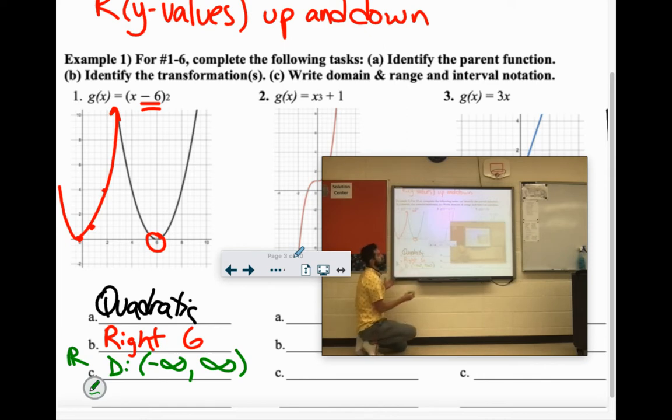So the range, this is where we do have a limit. Range are our y values. Our lowest y value is at 0. So we're starting at 0. If it's a limit, you got to put it in bracket. Now it goes on forever upward, so it goes towards positive infinity.